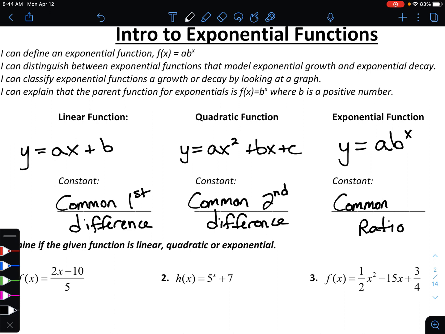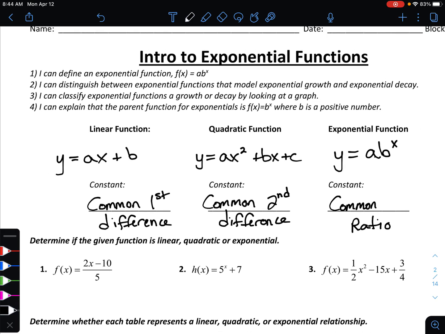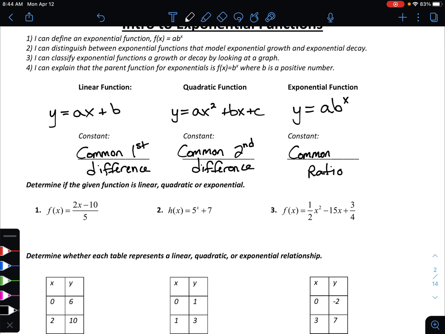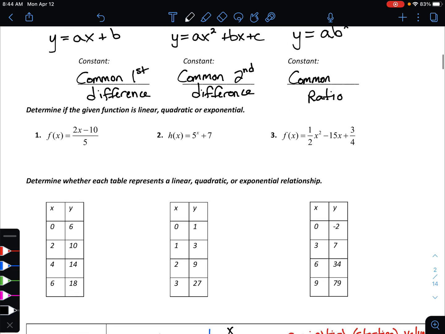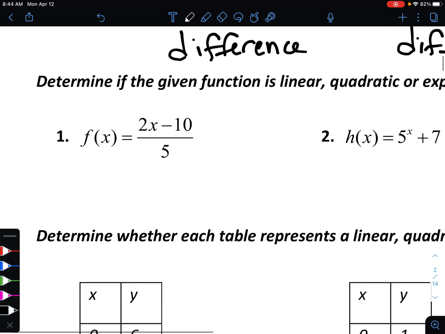And so we're going to look at some examples of both looking at equations and looking at tables and deciding what type of function we are looking at. Let's start with the equations. So our first equation, we've got f of x is equal to 2x minus 10 over 5. Now we can rewrite the equation if we'd like to, but remember all we really need to look at is what is the variable and what is the exponent. In this case, our variable is x, our exponent is 1. That would be what tells us that this is a linear function.